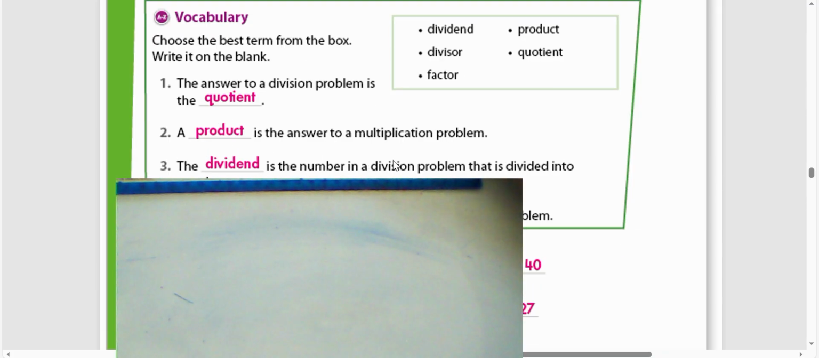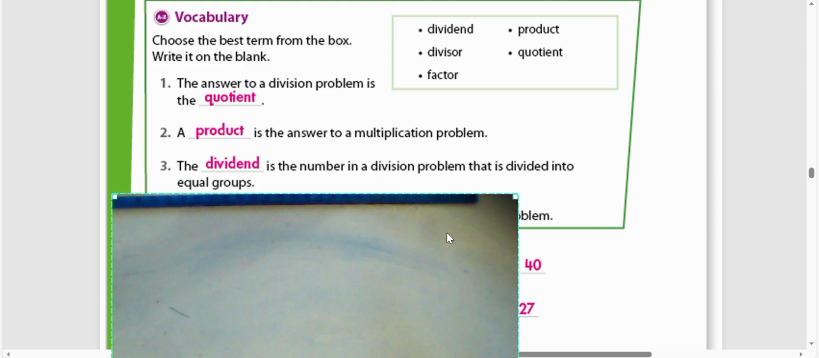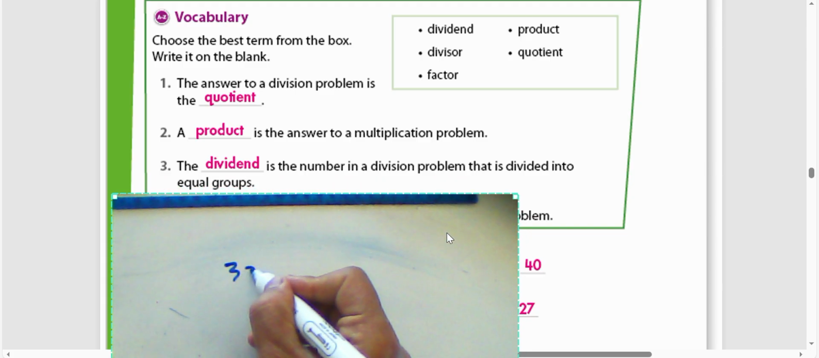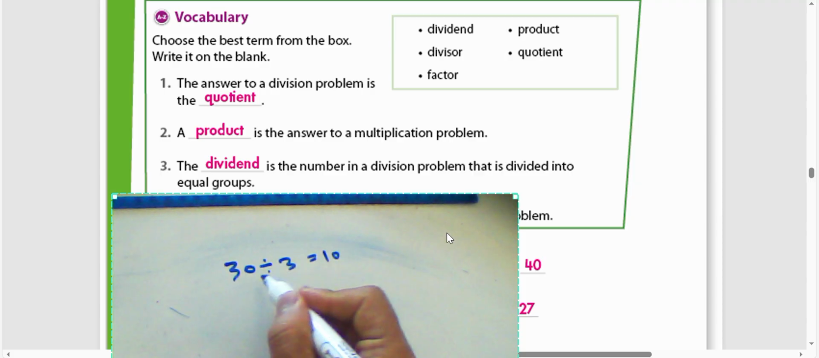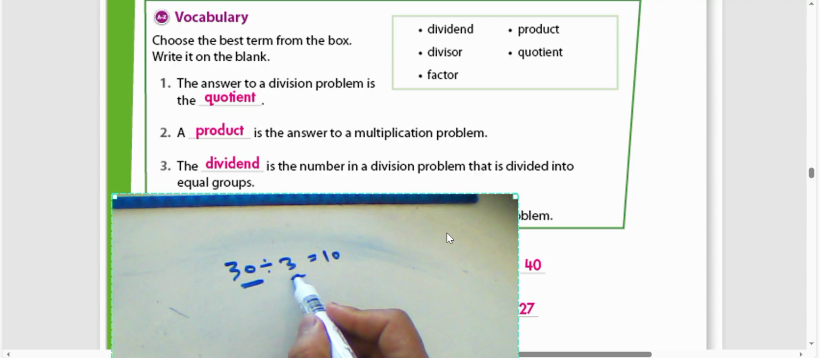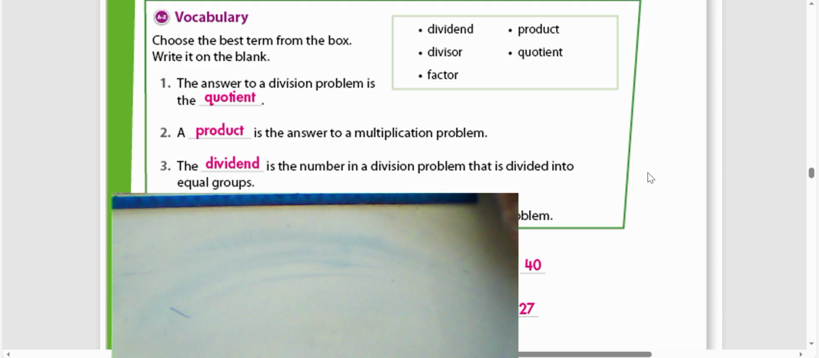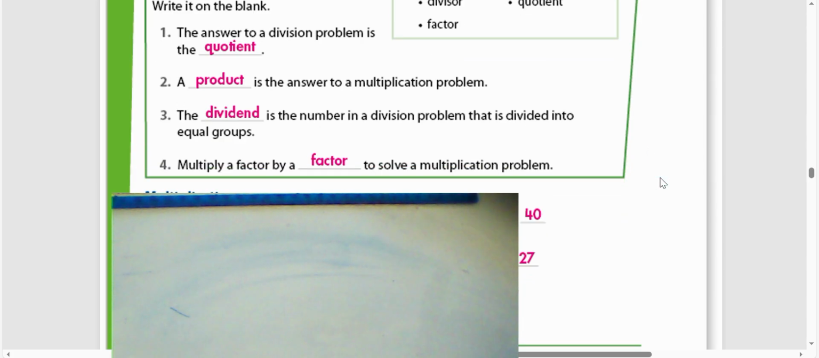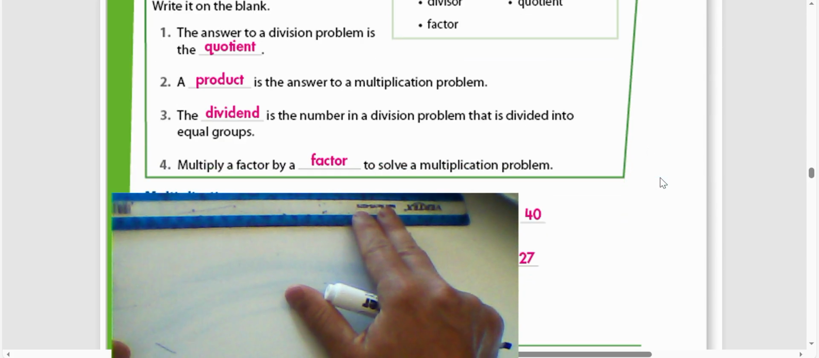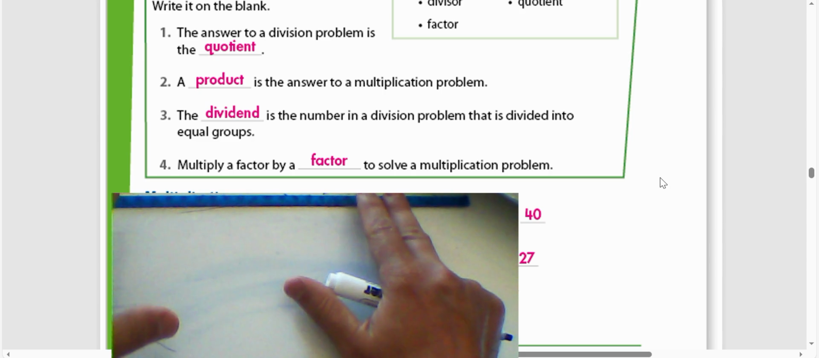The dividend is the number in the division problem that is divided into equal groups. Like here, if we write 30 divided by 3 equals 10, 30 we call the dividend, and 3 we call the divisor, and 10 is the quotient. Next question. Multiply a factor by a factor to solve a multiplication problem.